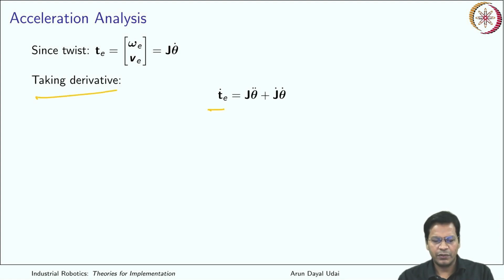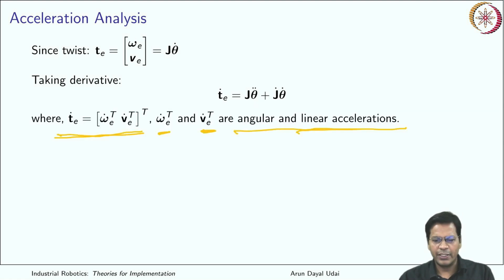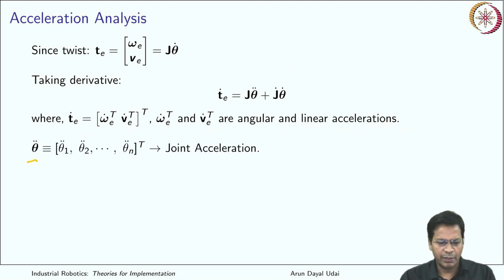Taking the derivative, it is J theta dot, so it becomes J theta double dot plus J dot theta dot. It is just differentiation, nothing else. The way you differentiate two variables, the same way you can differentiate even vectors or even matrices. J is a matrix, theta dot is a column, called a vector here, giving angular and linear accelerations. This is what you wanted to obtain. What you need here is J dot. And what is theta double dot? It is nothing but joint acceleration. So in order to obtain end effector acceleration, you need to know the joint acceleration also.